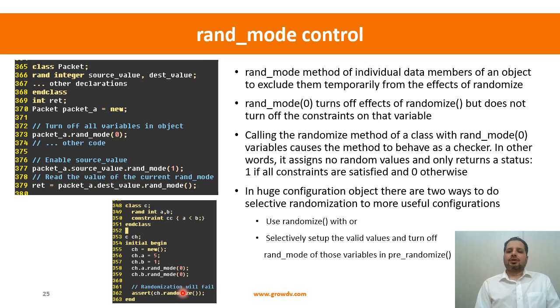Okay, so this way when you want to do selective randomization, you can either use with or you can use rand mode, and using that you can turn off the constraints. So typically some of the times when you want to do the selective turning off, it's done in a function called pre-randomize. We will look at what the pre-randomize does in the next few slides.